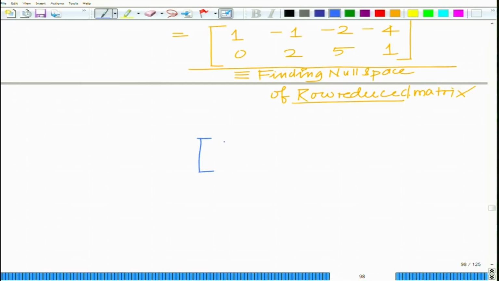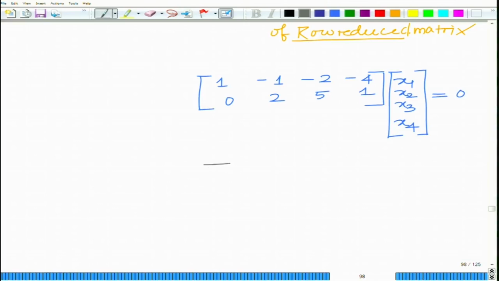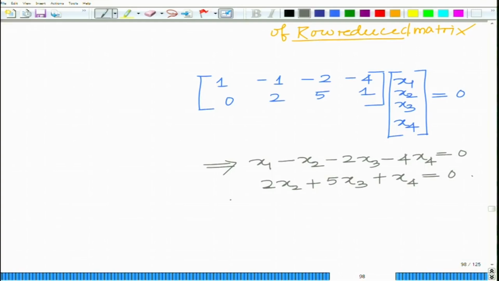This will be, well, the matrix 1, minus 1, minus 2, minus 4; 0, 2, 5, 1, into x1, x2, x3, x4, equal to 0. This implies we get two equations: x1 minus x2 minus 2x3 minus 4x4 equal to 0, and the second equation will be twice x2 plus 5x3 plus x4 equal to 0.